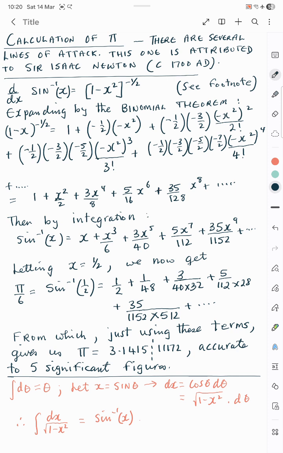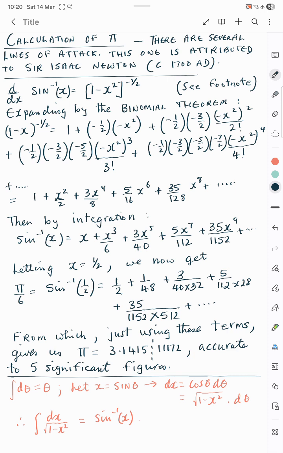Now, we're going to let x equals 1/2. Now, sine inverse 1/2 is 30 degrees, or pi upon 6 radians. We have to use radians, of course. So pi upon 6 equals sine inverse 1/2, and then inserting 1/2 in place of x, we'll get 1/2 plus 1 over 48 plus 3 over 40 times 32, and so on. I think you will be able to fill in those gaps quite easily.